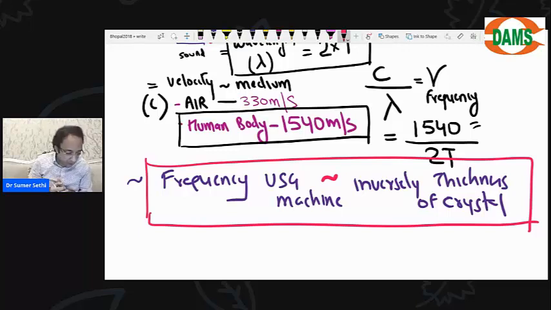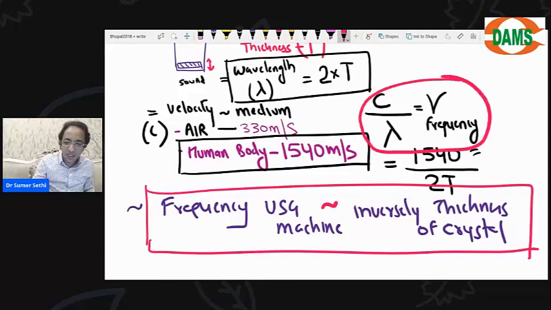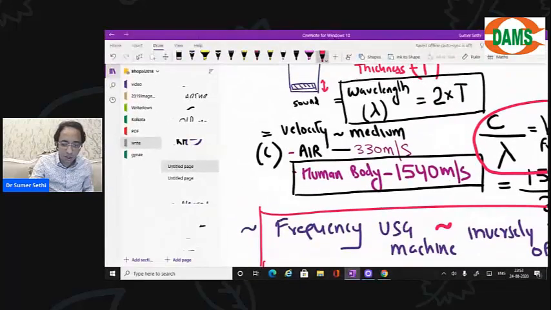Can you see this school class 10th equation? That's why I was going a little fast. This is nothing to do with medicine. This is just a school thing. C by lambda is mu. You remember? Some of you remember, some of you have forgotten.